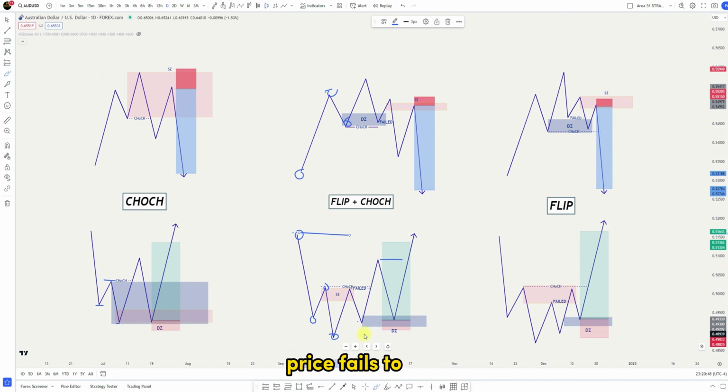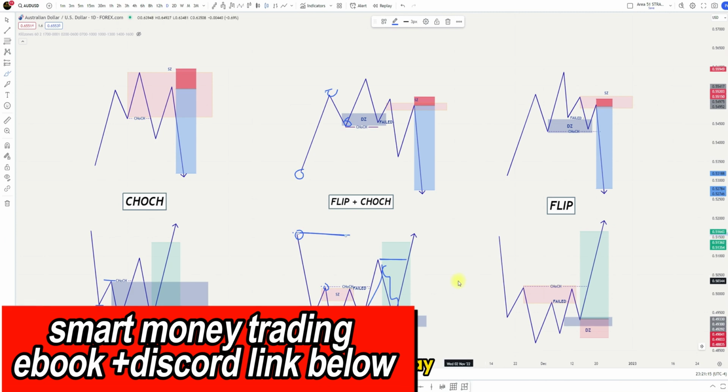This is where price fails to react to a supply zone and cuts through it, creating a failed supply zone, and then demand takes over. Demand takes price from here, creating a change of character, and now we're waiting for the buyers to come back to the area of demand, and now we buy and target this area high here, and then this area here.